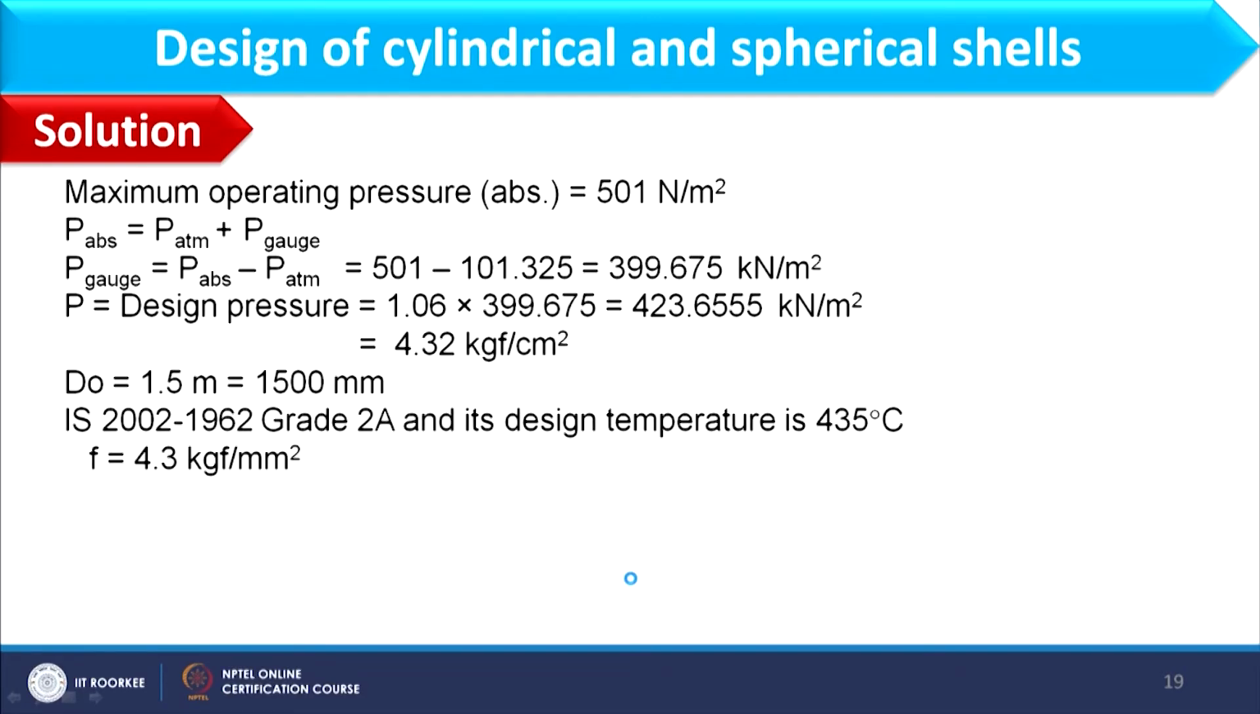In this example, we are given a maximum working pressure in absolute. However, if you see in the expression of t, we consider pressure in gauge. Now, why are we considering gauge? Because when we have equated external pressure to 0, what is the meaning of that?